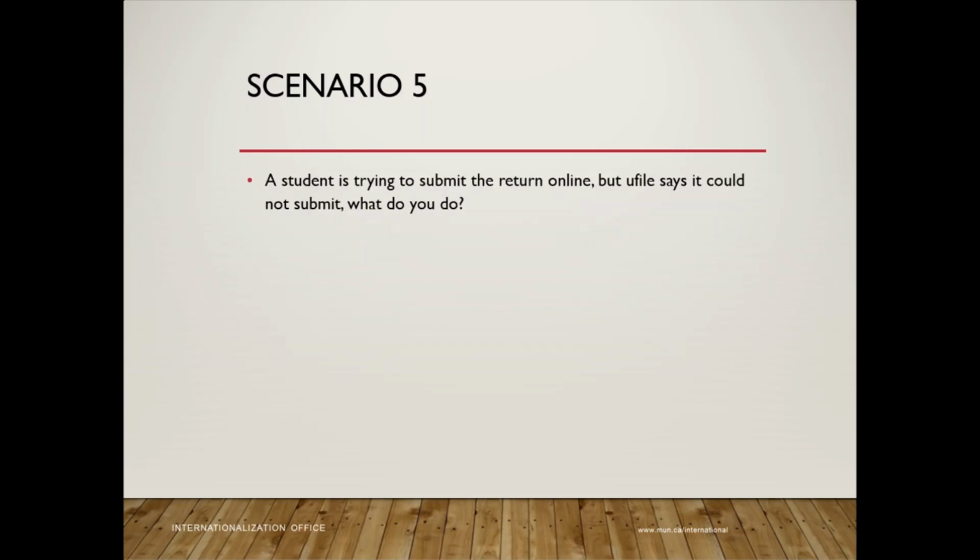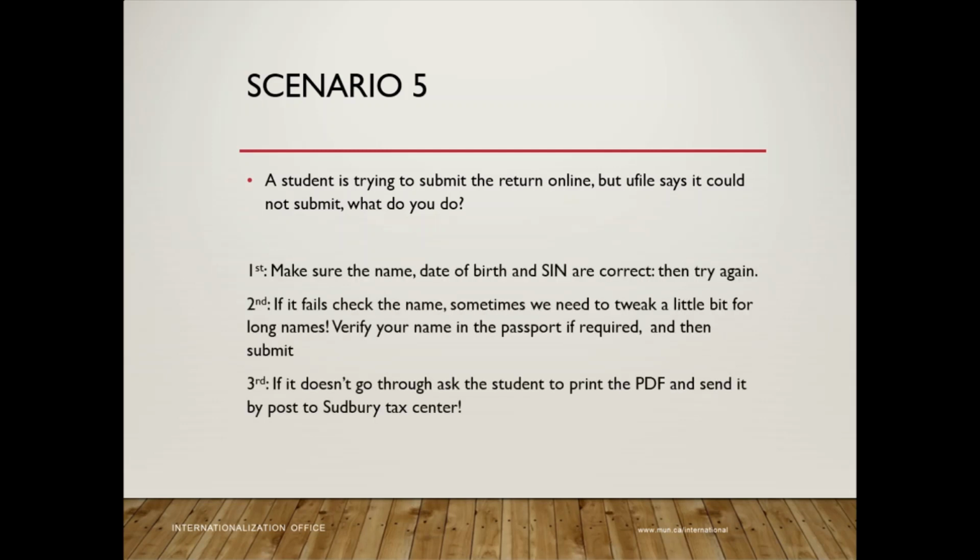Last scenario. Now you are trying to submit the return online, but the software says it could not submit. What do you do? There are a few things we can do when the software says that the tax return could not submit or the tax return was rejected. In that case, the first thing we do is check that the name, date of birth and SIN are correct, and then we try again. If it fails again, we check the name.